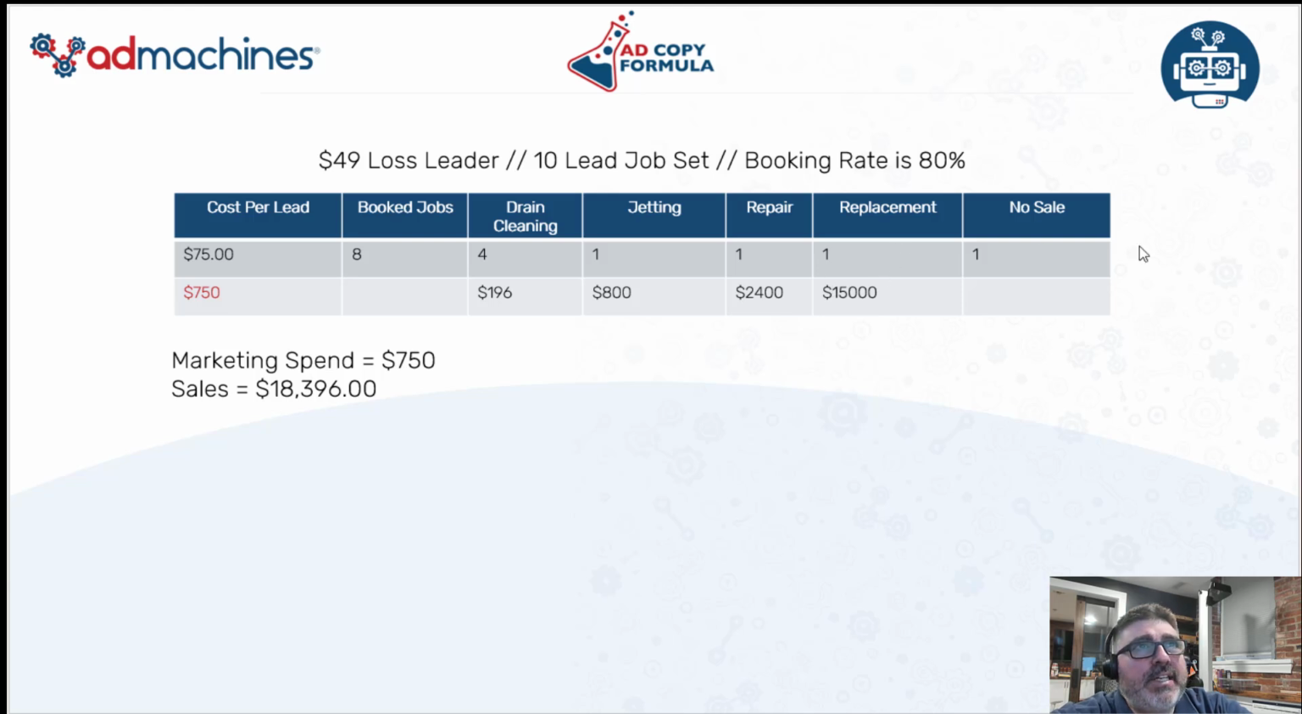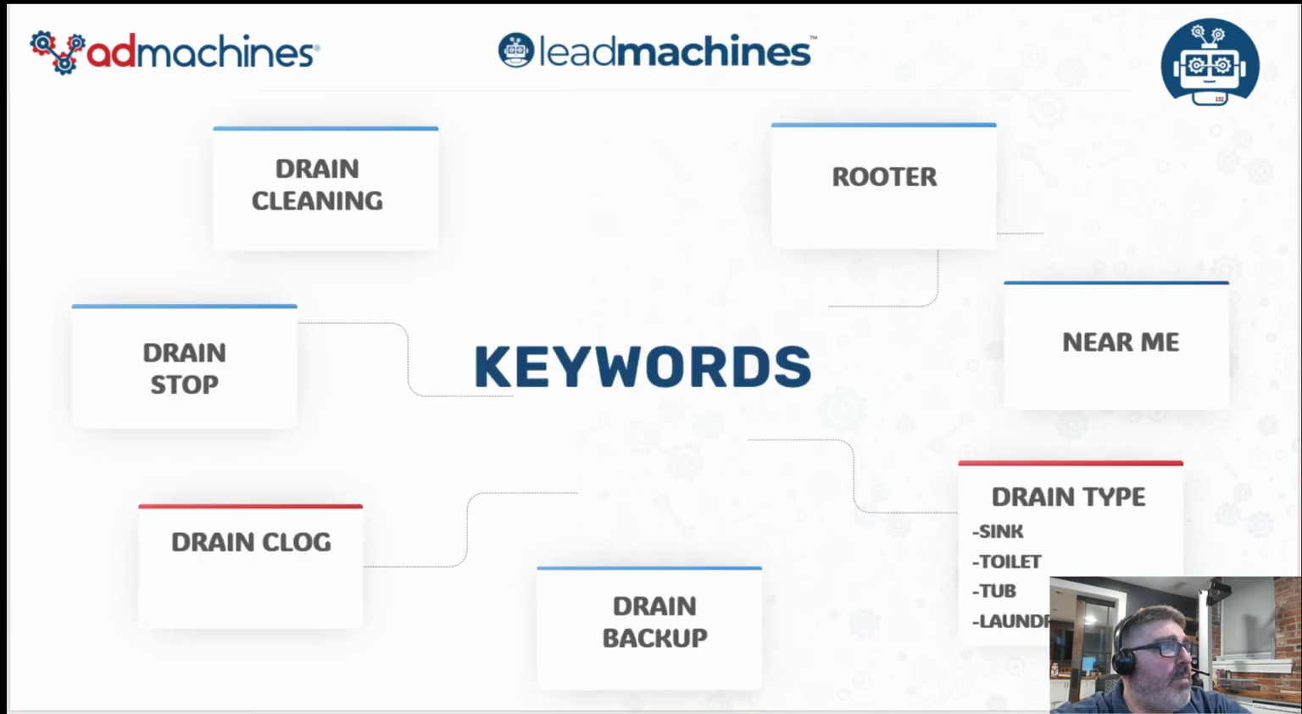If you're running drain cleaning and this is a core business for you, then stay away from other plumbing things that may be eating your budget up, like faucet repair or, I don't know, anything that's going to waste time where you can be investing more money on this campaign, because this is where you're going to generate cash. So let's talk about keywords. Obviously, there's no secret here. Drain cleaning, drain stoppage, drain clog, drain backup, drain cleaning near me.